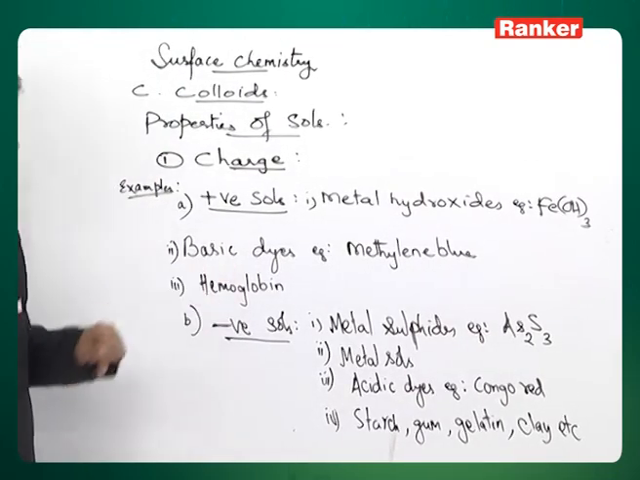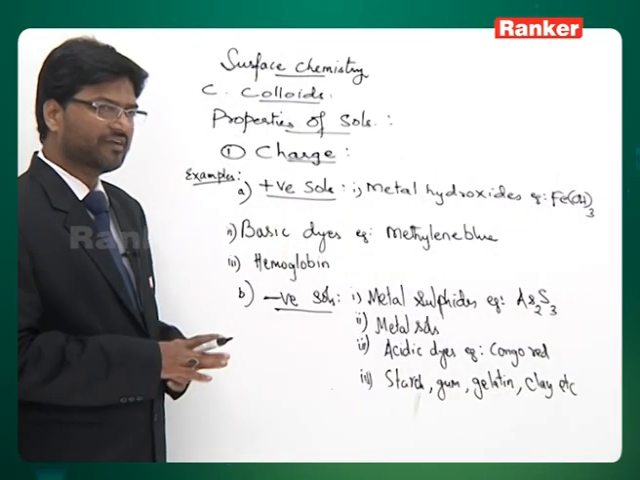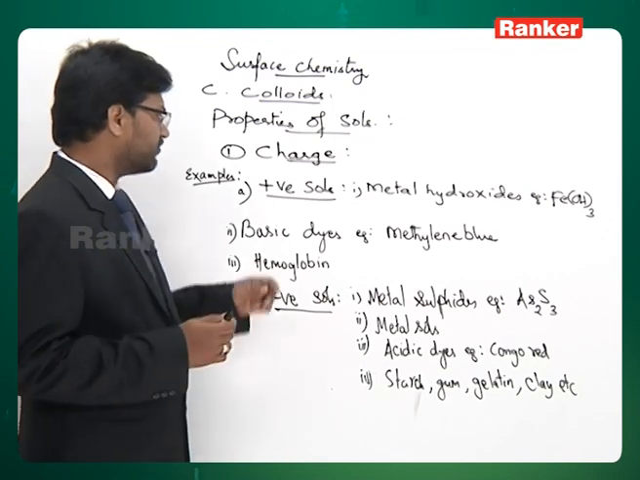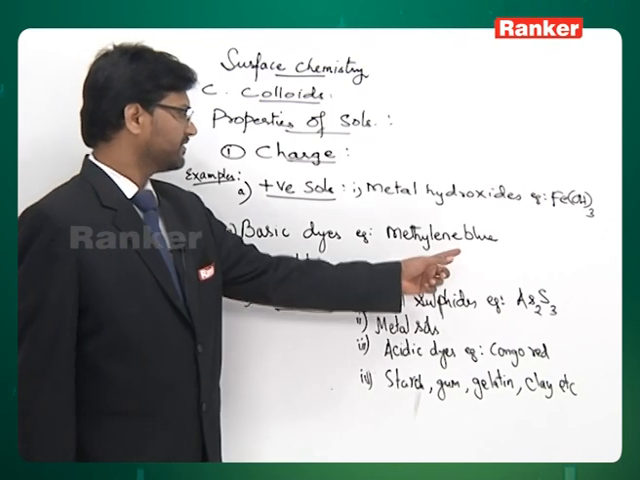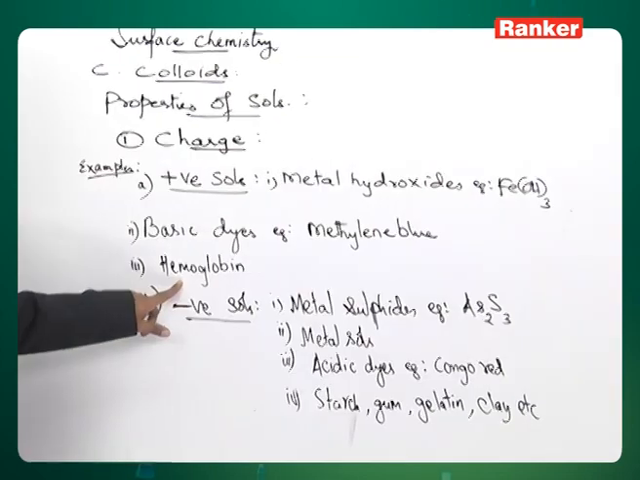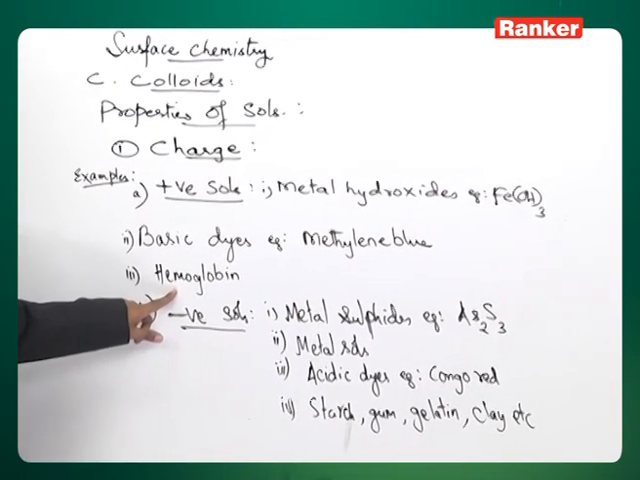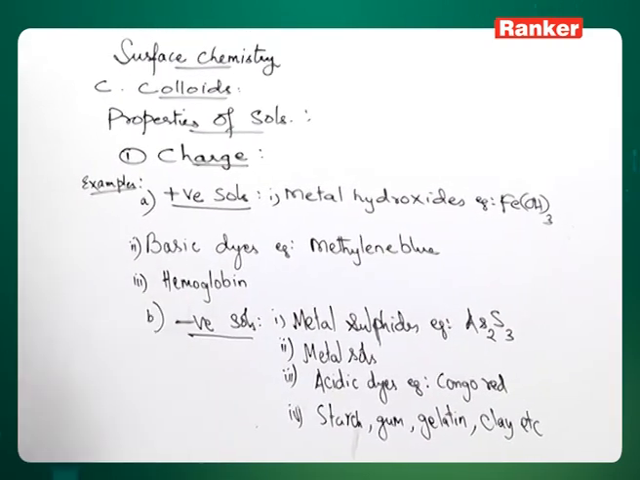And then basic dyes, because of their basic nature they have an ability to pick up protons and they form a positively charged sol. An example of a basic dye is methylene blue. Hemoglobin is another very important example of a positively charged sol.